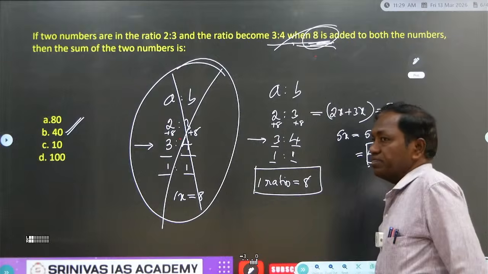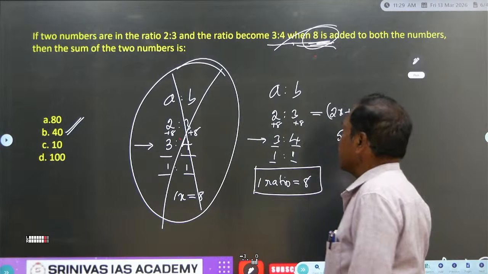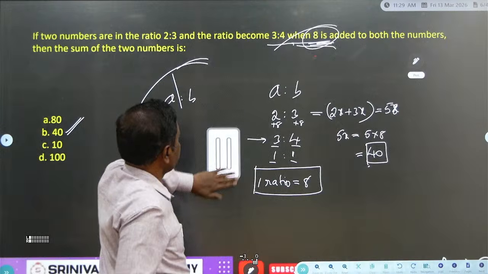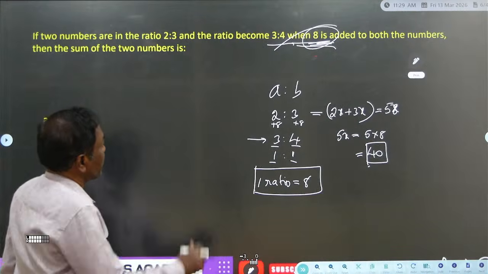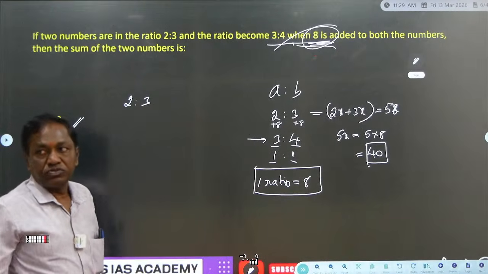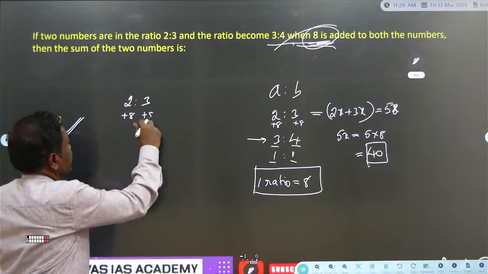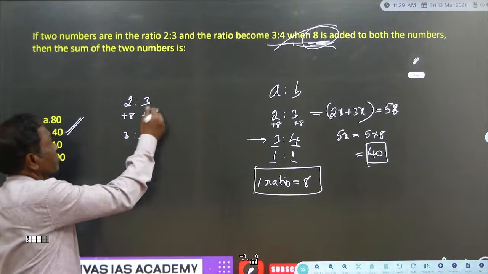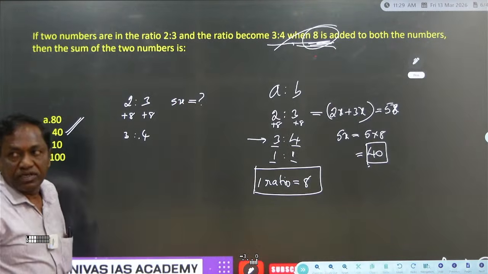Like that you have to see. So once you do the traditional method, we can do the traditional method also. In the traditional method, see, this is 2:3, and plus 8 becomes 3:4. What is the sum of the numbers? The sum of the numbers is 5x. 5x equals question mark. This is the question.